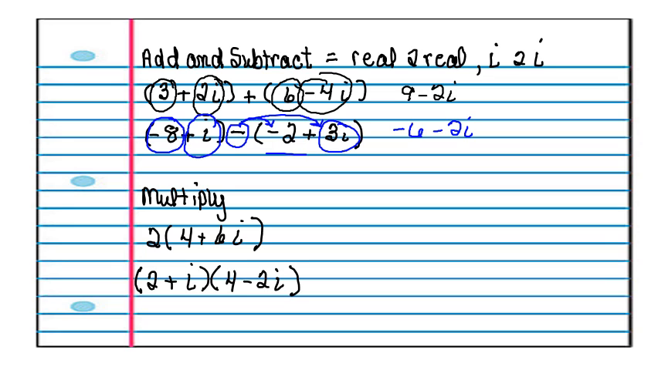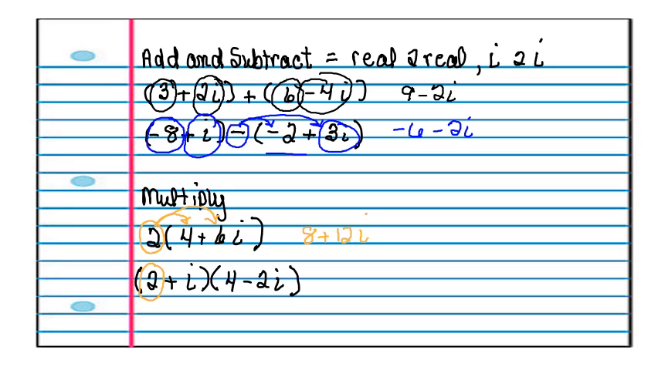Multiplying is going to play the same game here. You know, again, it's going to be real number to real number, imaginary to imaginary number. So we're just going to distribute the 2 in the first multiplication here to everybody. It gives us 8 plus 12i.